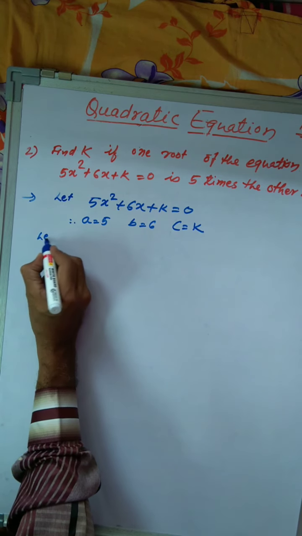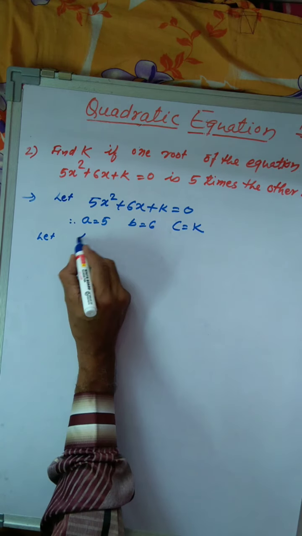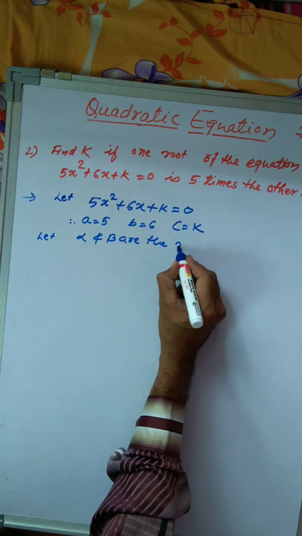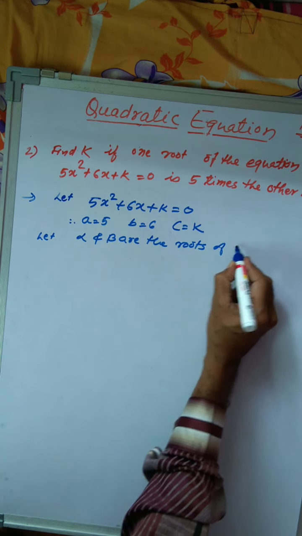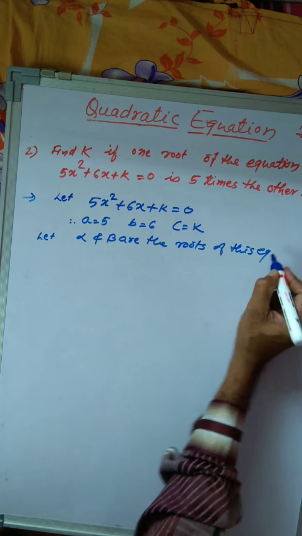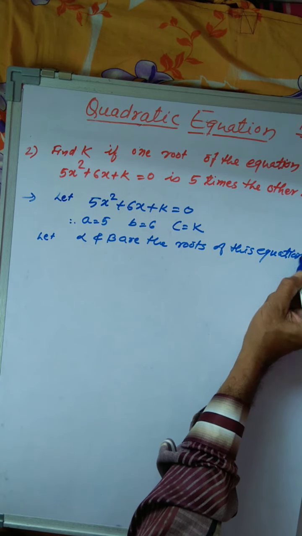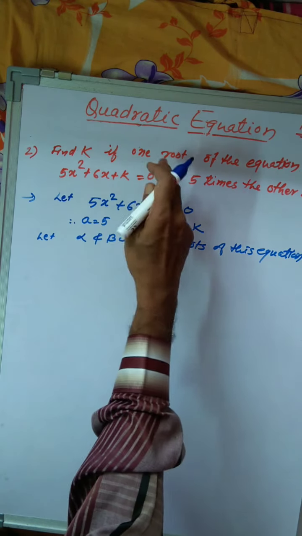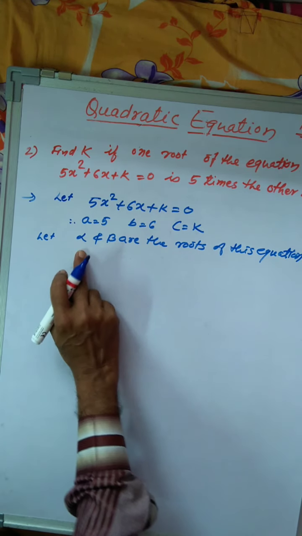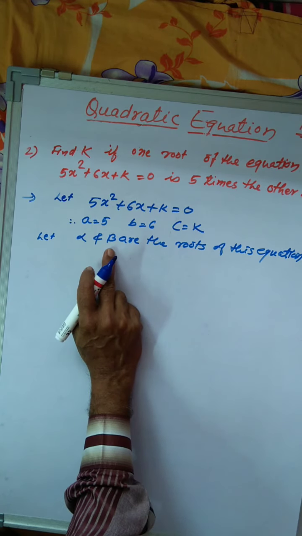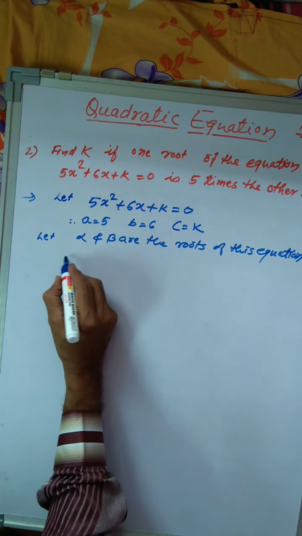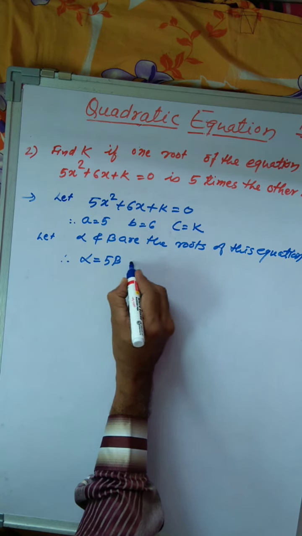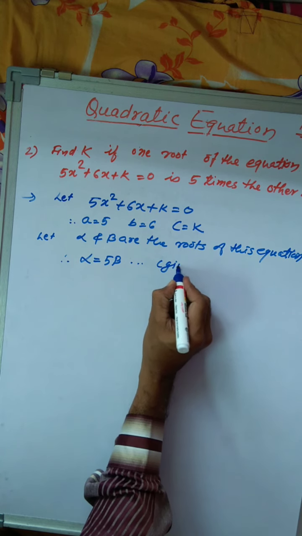And let alpha and beta be the roots of this equation. The given condition is that one root, that means the first root alpha, is 5 times the other. That means alpha is equal to 5 beta is given. Hence alpha is equal to 5 beta, which is by given condition.